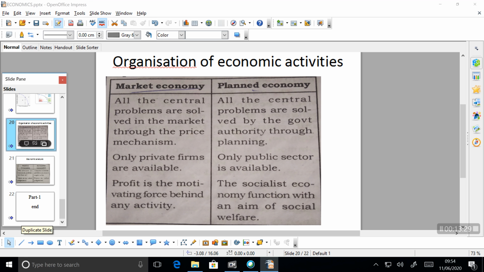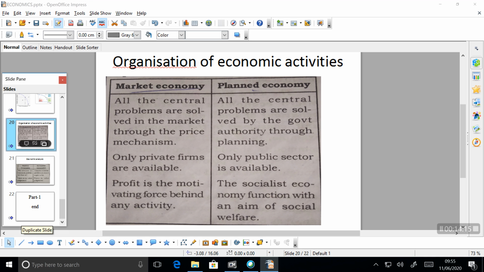Then what is the aim of the market economy? Profit is the motive behind the market economy, but the planned economy's main aim is social welfare. Then which are the two organizations of economic activities? Market economy and planned economy. In the market economy, all the central problems are solved in the market through the price mechanism. Private firms are available, and profit is the motivating force behind any activity. But in the planned economy, all the central problems are solved by the government authority through planning. Only the public sector is available, and the socialist economy functions with the aim of social welfare.